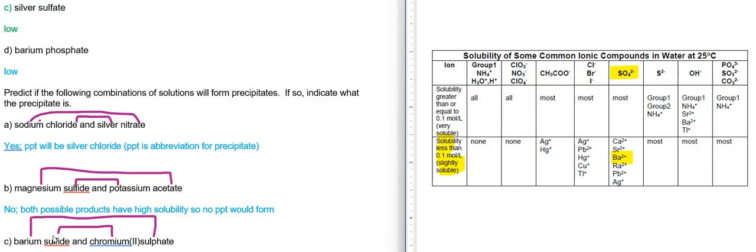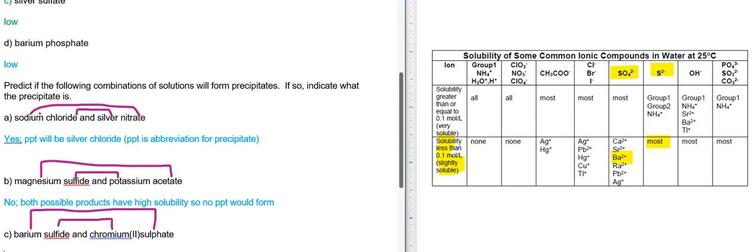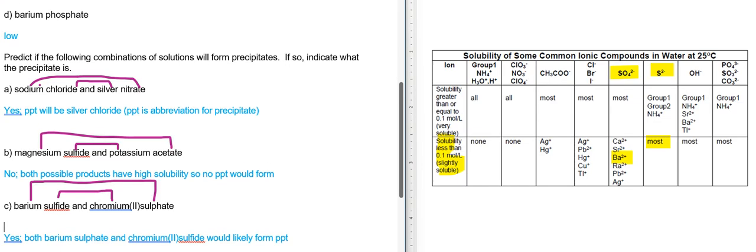And if we look at chromium with sulfide, so we go sulfide. Chromium is one of our transition elements, so it's not group 1, not group 2. It's going to fall into this most category, so it's also going to have a low solubility. So this one would be a precipitation reaction, but we'd be getting 2 precipitates, which, if we were doing this in the lab, means they're kind of hard to separate because they're both coming out as solids.